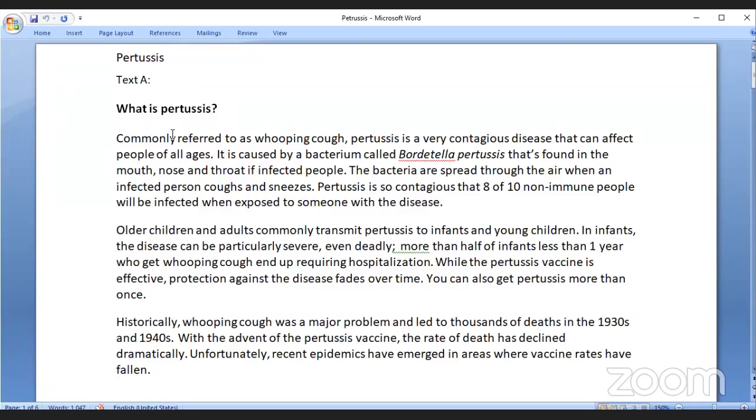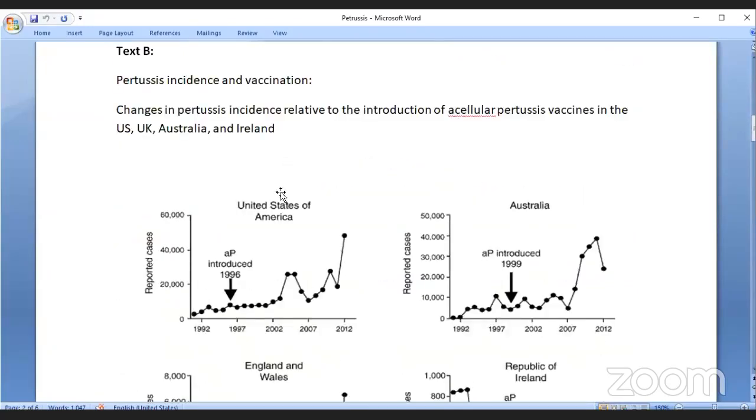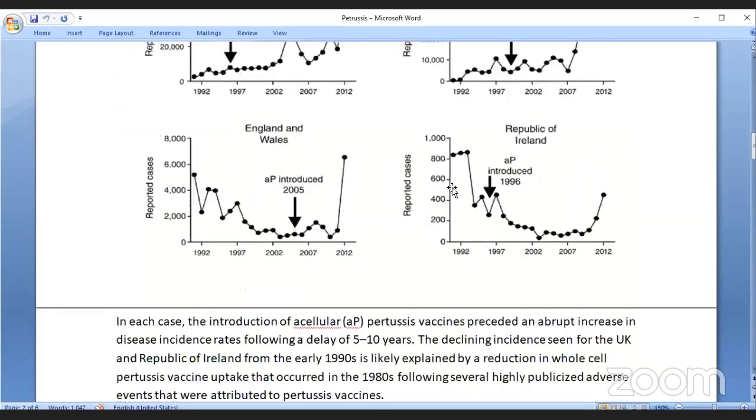This is the first text, in which there is what is pertussis, okay? This is just the introduction: it is contagious, the name of the bacteria, how it is spread, then transmission, and then some historical information about pertussis. Then we have these graphs, changes in pertussis incidence in relation with the introduction of acellular pertussis vaccine in the US, UK, Australia, and Ireland. So these graphs are talking about that.